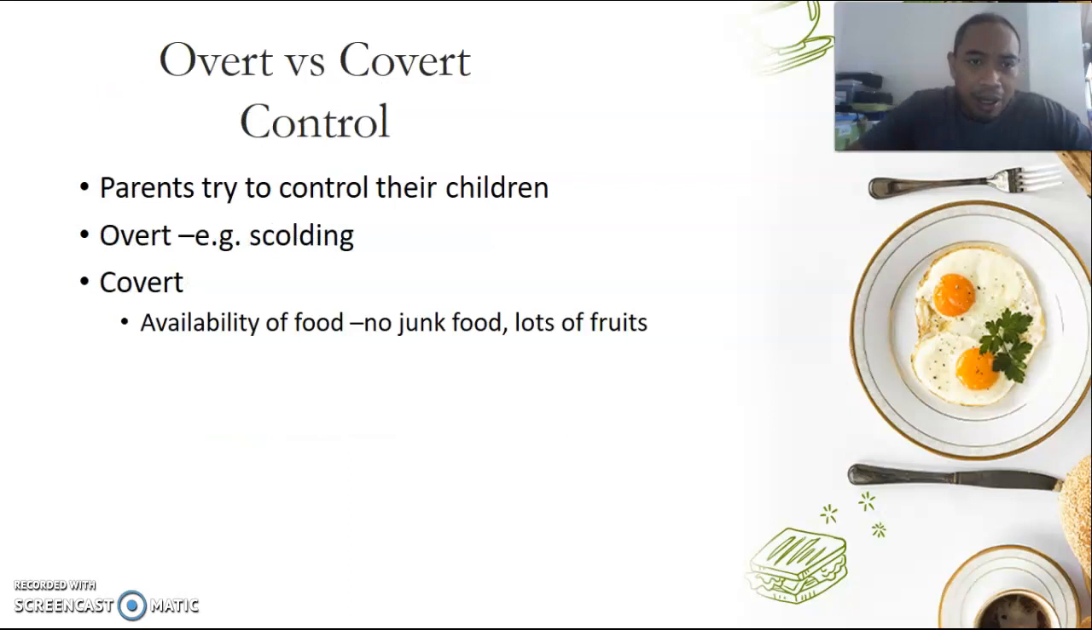Let's see. There's overt and covert control. Parents try to control their children. First, if you happen to be a parent, be good, because you know what's good and what's not. Now, if you've just been set free from your parents, how do you feel? Like, okay, my parents are no longer living with me now, so I can eat as much ice cream as I can. Is that the right attitude? Well, let's look at yourself.